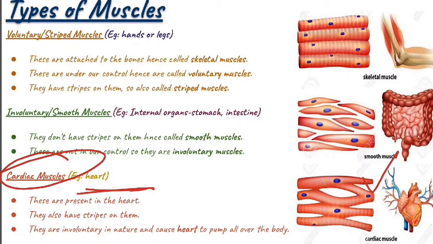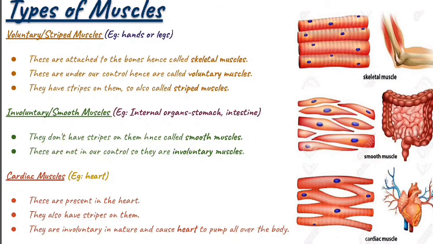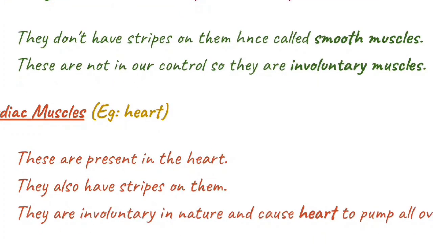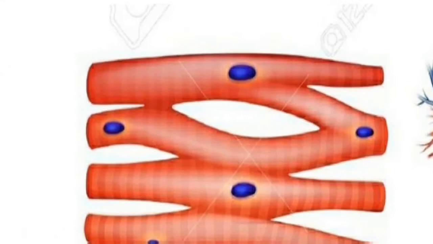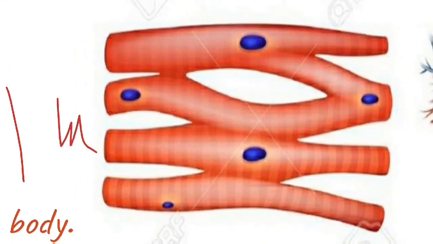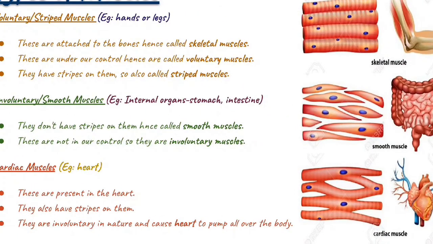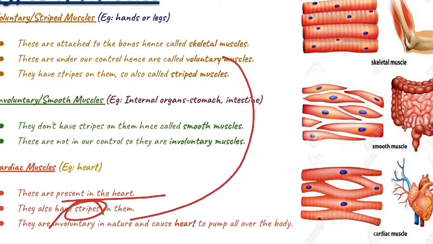Okay, so they are involuntary in nature and cause the heart to pump blood all over the body. They also have strips on them, just like the others. You can see here this also has strips. So it has properties of both voluntary and involuntary muscles. Involuntary because we have no control over them, they work on their own. These are present in our heart, and they also have strips. The strips are a property of voluntary muscles, and being involuntary is a property of involuntary muscles, so basically it is a mixture of both.